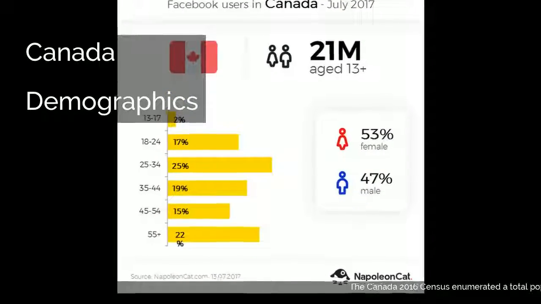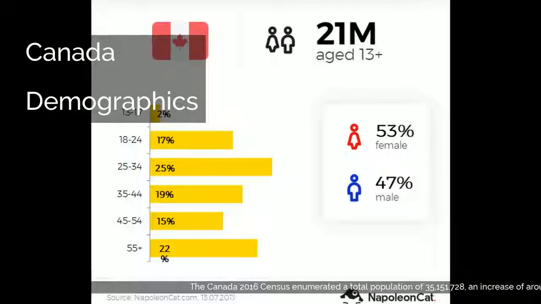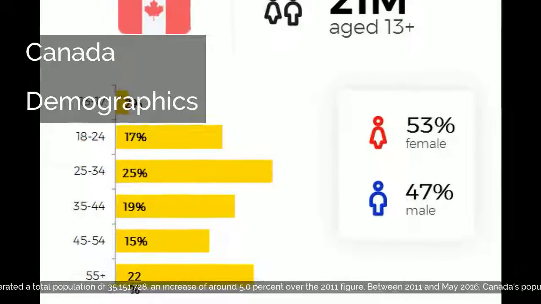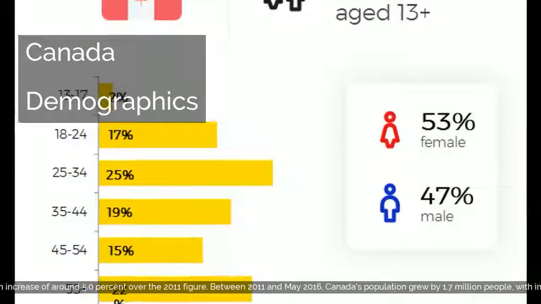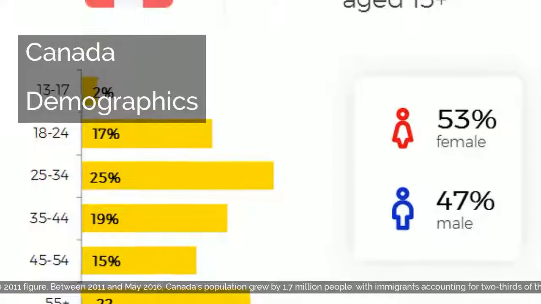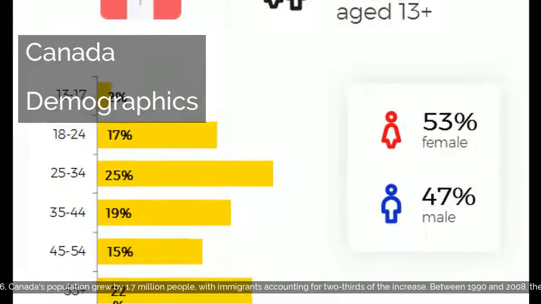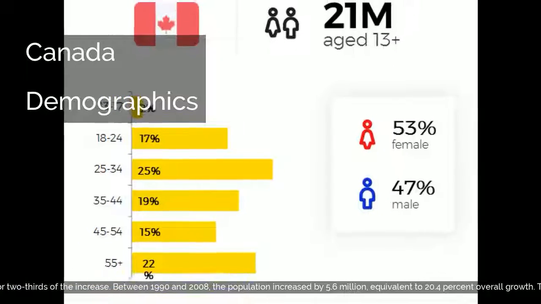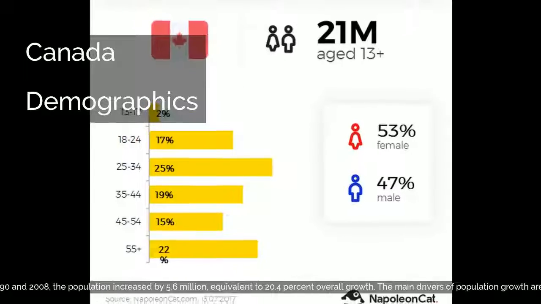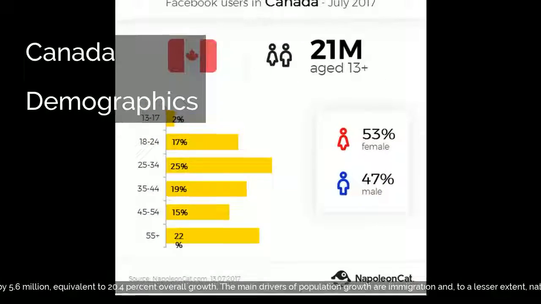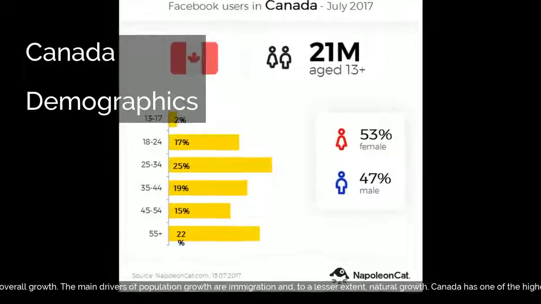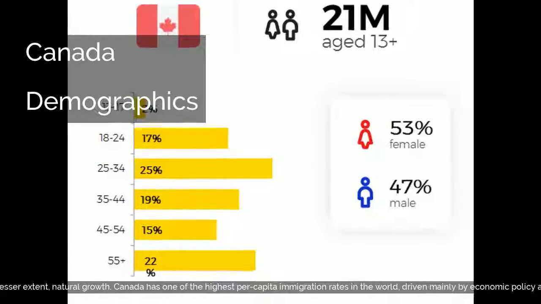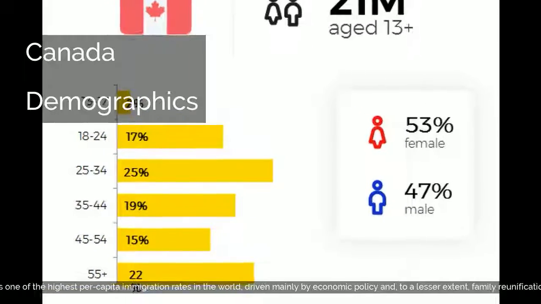The Canada 2016 census enumerated a total population of 35,151,728, an increase of around 5.0% over the 2011 figure. Between 2011 and May 2016, Canada's population grew by 1.7 million people, with immigrants accounting for two-thirds of the increase. Between 1990 and 2008, the population increased by 5.6 million, equivalent to 20.4% overall growth. The main drivers of population growth are immigration and, to a lesser extent, natural growth.